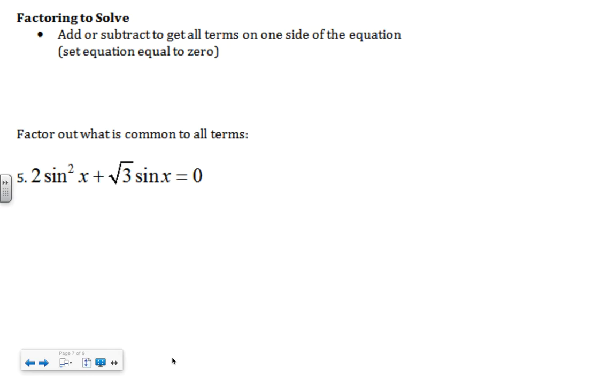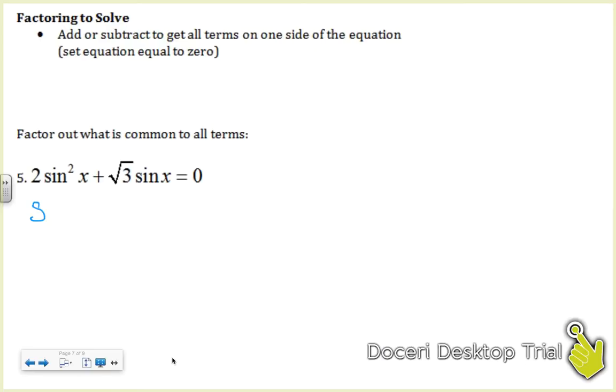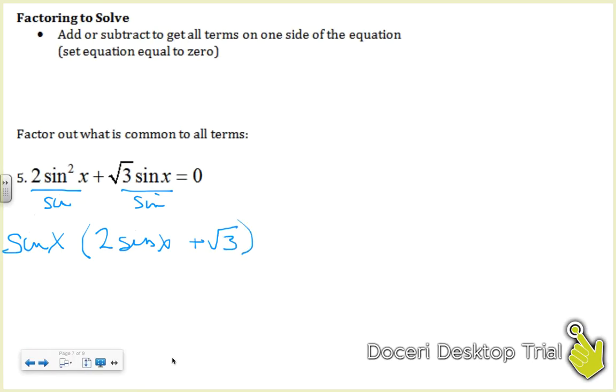If you notice, they both have sines, so I'm going to pull out a sine, and I'm going to show something that I show in my class. I look at whatever I'm going to factor out. That is what I'm dividing. And this step, I'm actually doing in my head. But whatever's on the bottom of that fraction, that's what's getting pulled out of this equation. So sine goes into 2 sine squared, 2 sine times. And sine goes into square root of 3 sine, square root of 3 times.